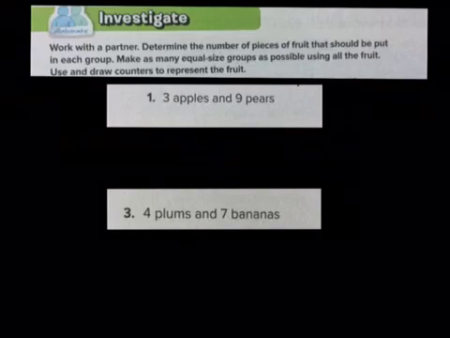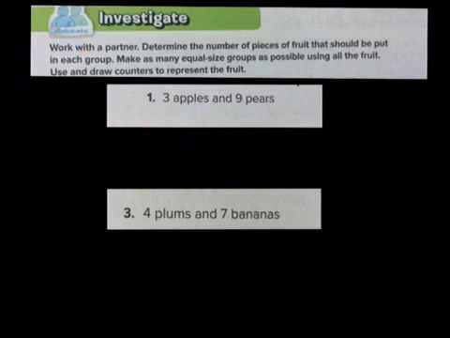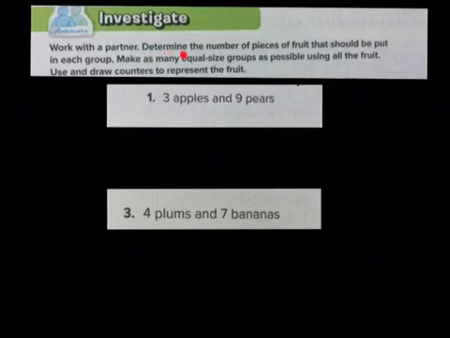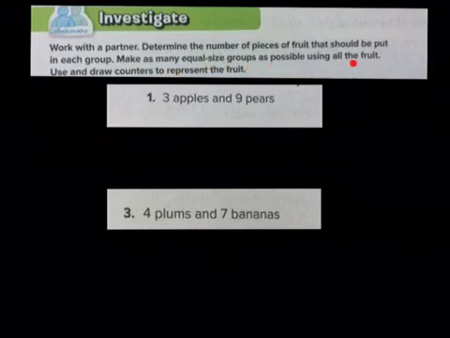Going back to page 17 for one sec. On page 17, we're asked to work with a partner, right? But we'll work together. You and I will be partners. Determine the number of pieces of fruit that should be put in each group. Make as many equal-sized groups as possible using all the fruit.